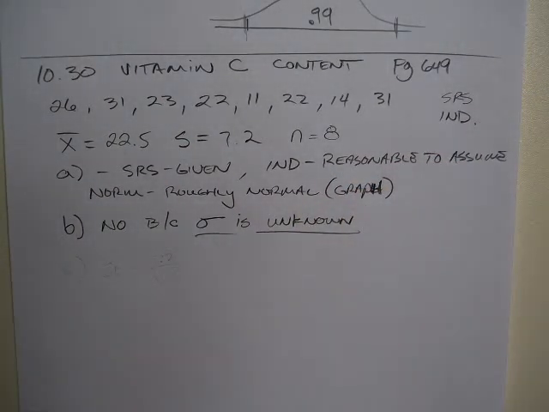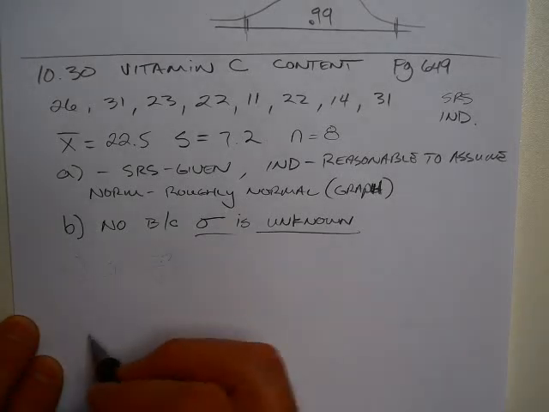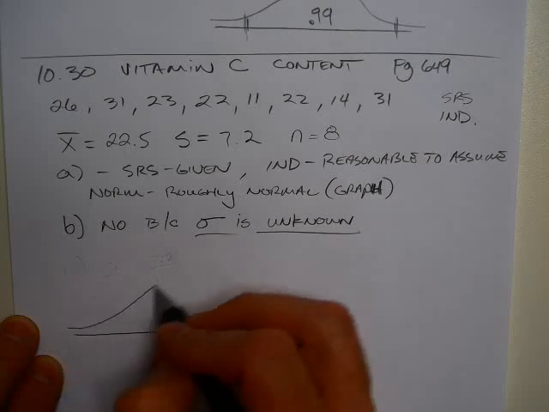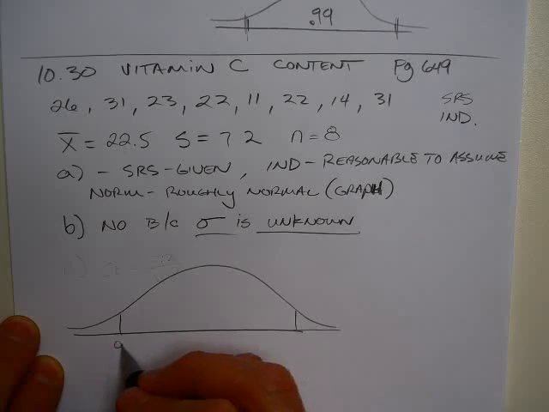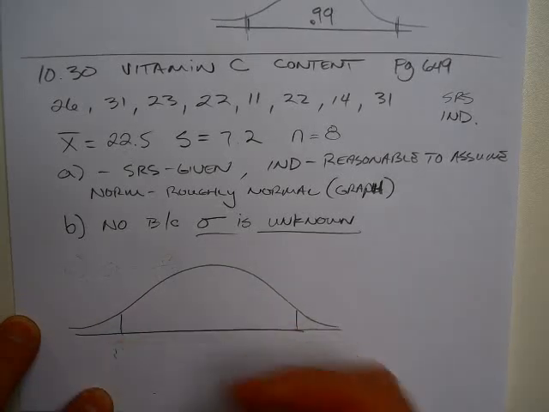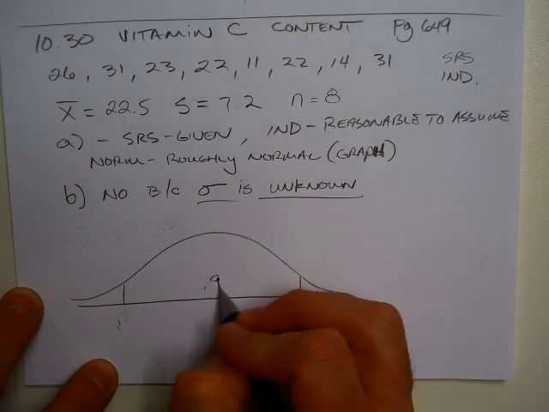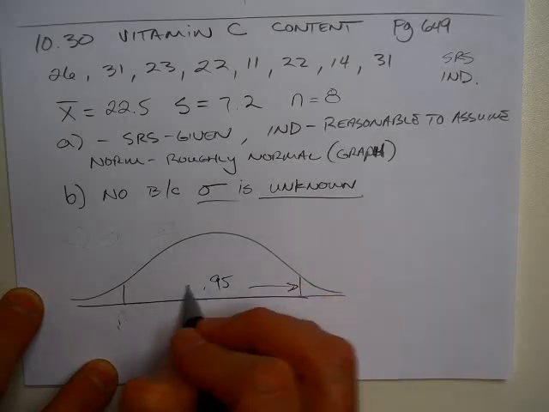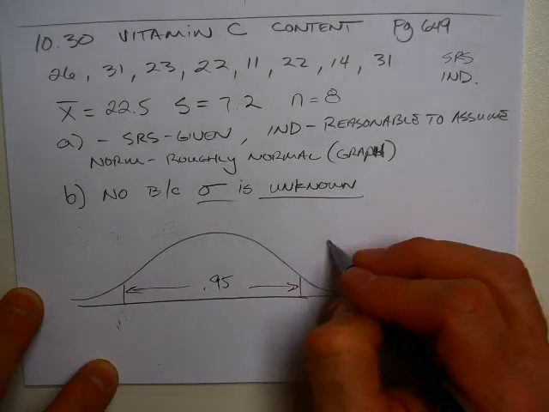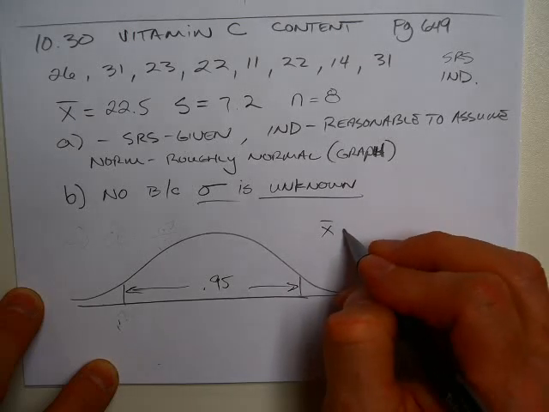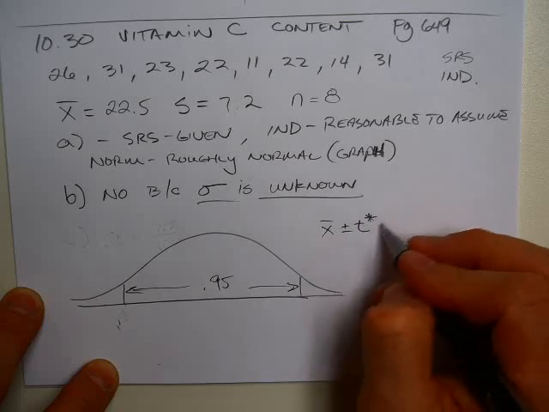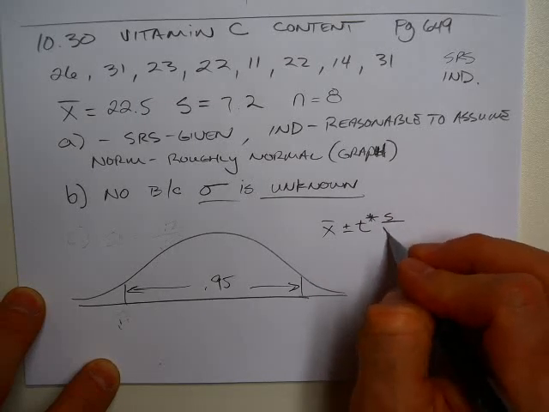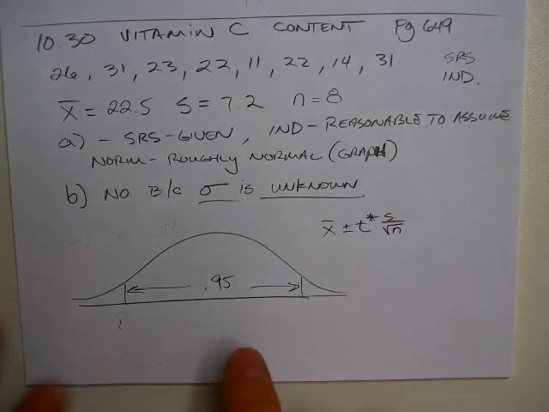That's what the standard error is anyway. But it says calculate the 95% confidence interval. So at 95%, what I need is x bar plus or minus t star times standard deviation over root n. That's what I want to calculate.